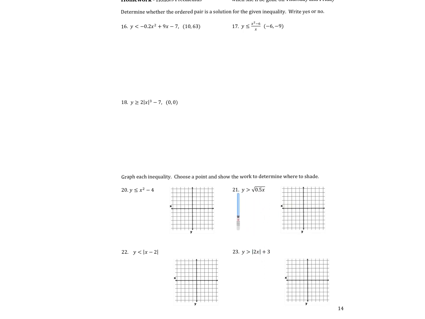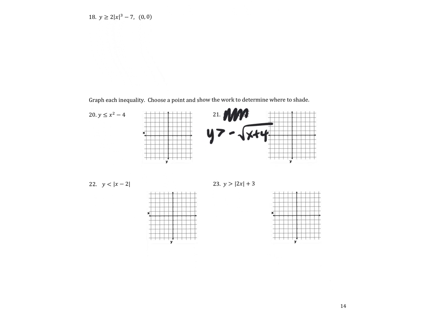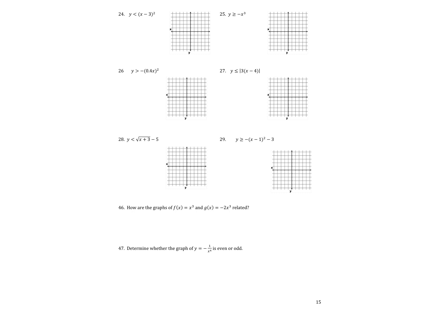On page 14, let's change this guy. I don't like that. We're going to change this to y is greater than negative root x plus 4. I don't like what I gave you. I also don't like this one. This is dumb. So we're going to say y is greater than negative x squared plus 3.